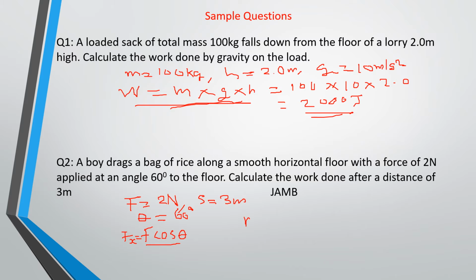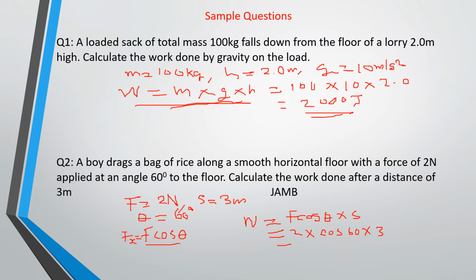So work done is equal to F cos theta times distance. So let me just substitute the values there so that we can get our answer. We have the force is 2 Newton times cos 60 degrees times distance. Distance is 3 meters.